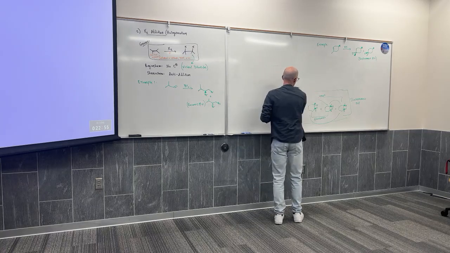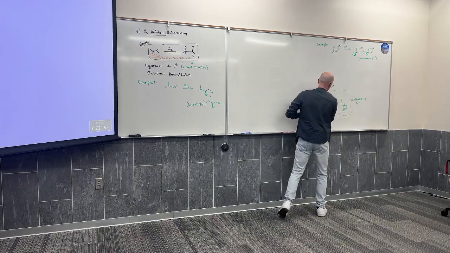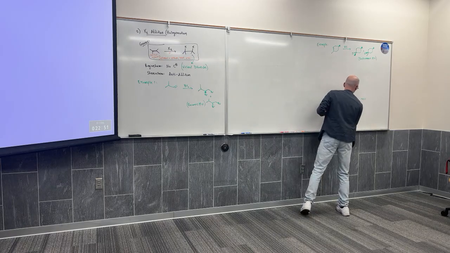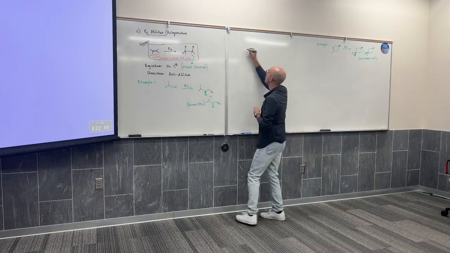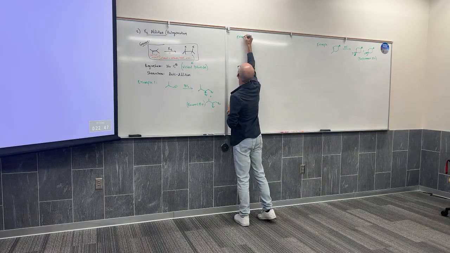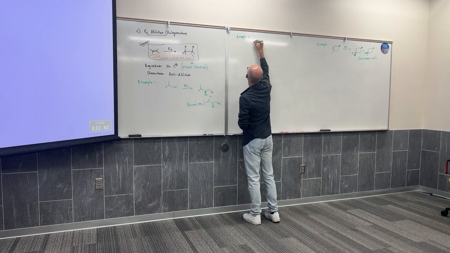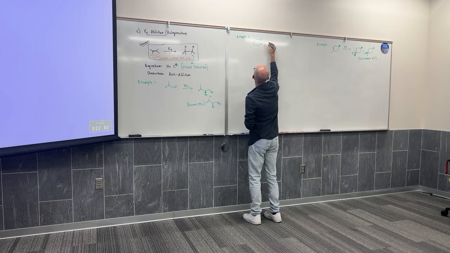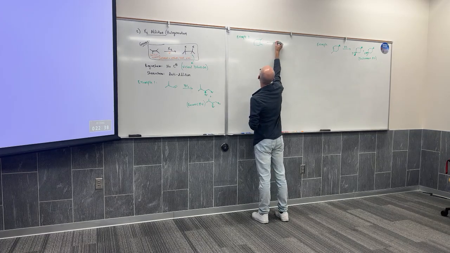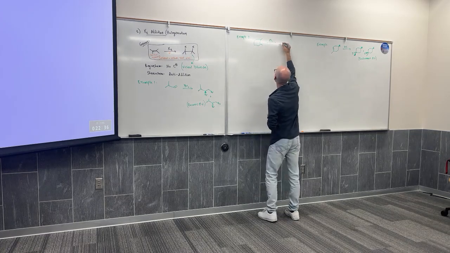All right, well, let's look at an example where we can see the dependence of the chiral centers. Let's do the same 1,2-dimethylcyclohexene. Let's react it with chlorine.